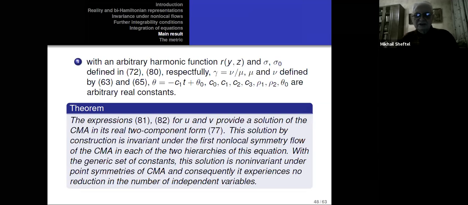With the generic set of constants, this solution is non-invariant under point symmetries of the complex Monge-Ampere equation, and consequently, it experiences no reduction in the number of independent variables. What do I mean by the generic set of constants? I mean that checking the non-invariance of the solution, I will show you a little bit later how to do it.